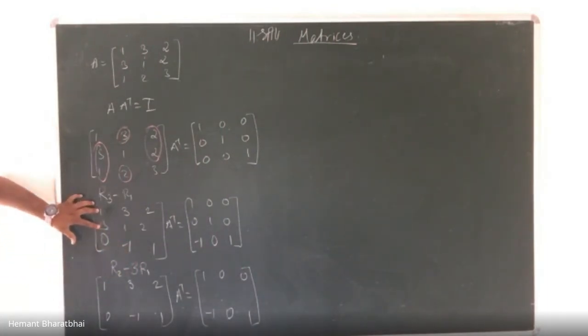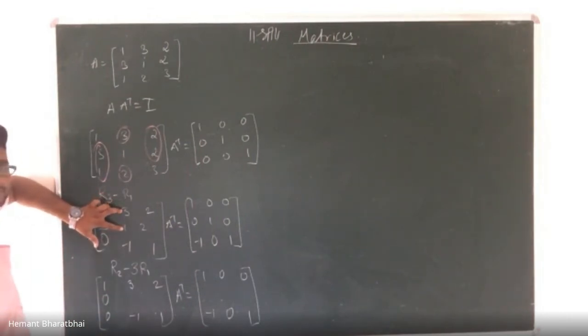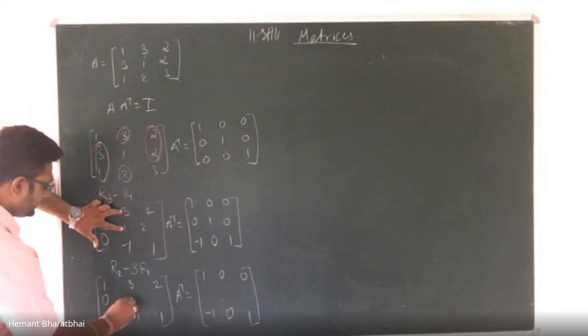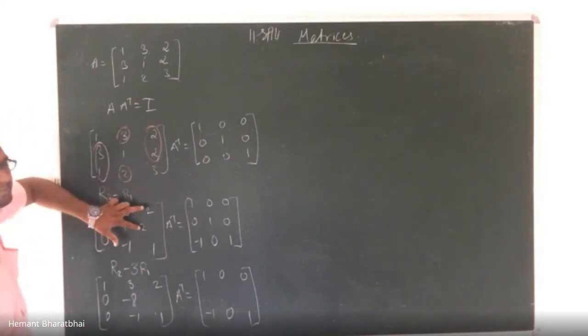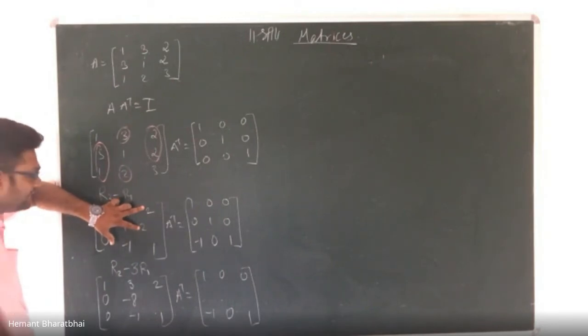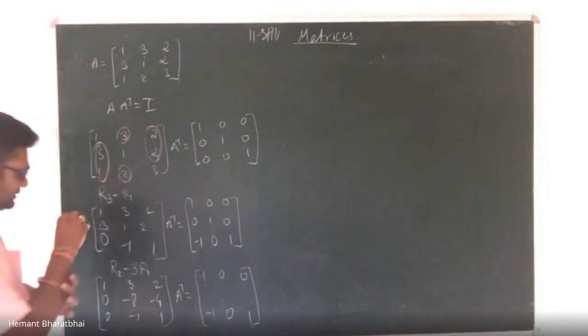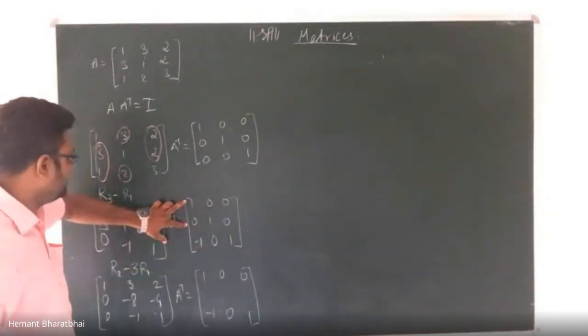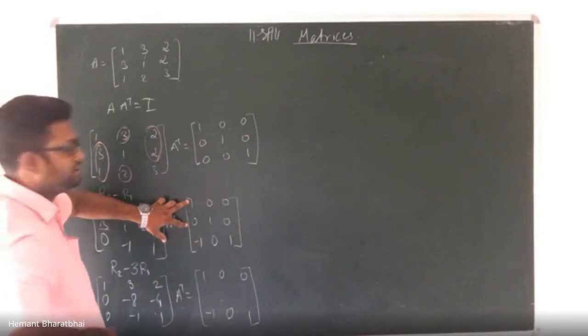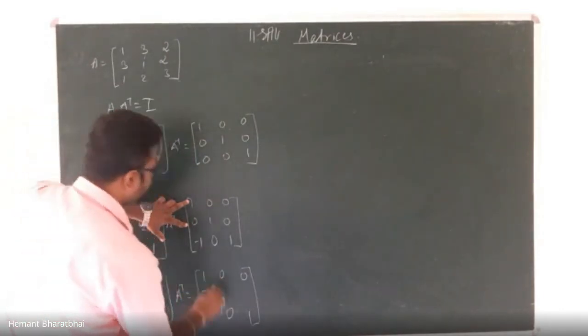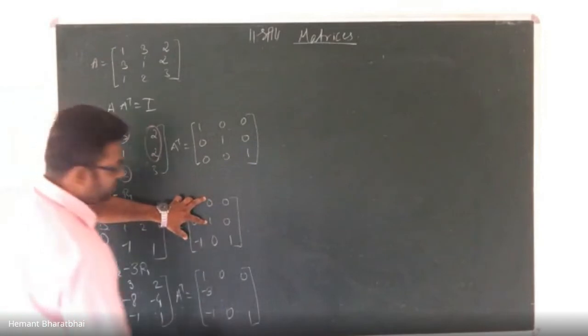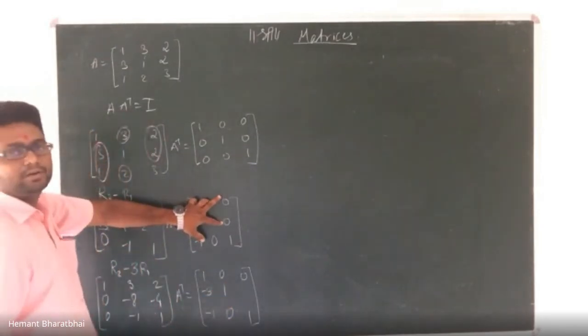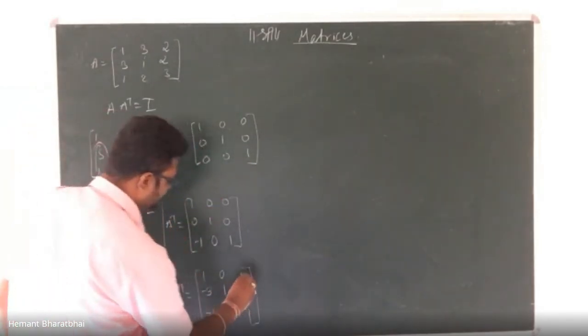So 3 minus 1 into 3. That is going to become 0. 1 minus 3 into 3, so 1 minus 9. So that is going to be minus 8. 2 minus 3 into 2, so that is 2 minus 6. So that will be minus 4. Here 0, minus 1 into 3, so 0 minus 3, minus 3. 1 minus 3 into 0, so that will be 1 only. 0 minus 0 into anything, so that is going to be 0 only.